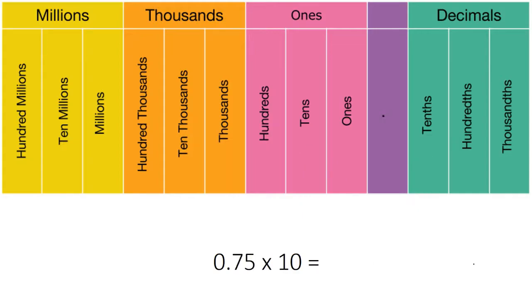I want you guys to look at this example and try it out on your own. So I'm going to have you pause this video in just a moment to think about, well, if I had 0.75 or 75 hundredths, how would I multiply it by 10? Think back to what we did in the last example. Go ahead and pause the video here and think about it for a moment.